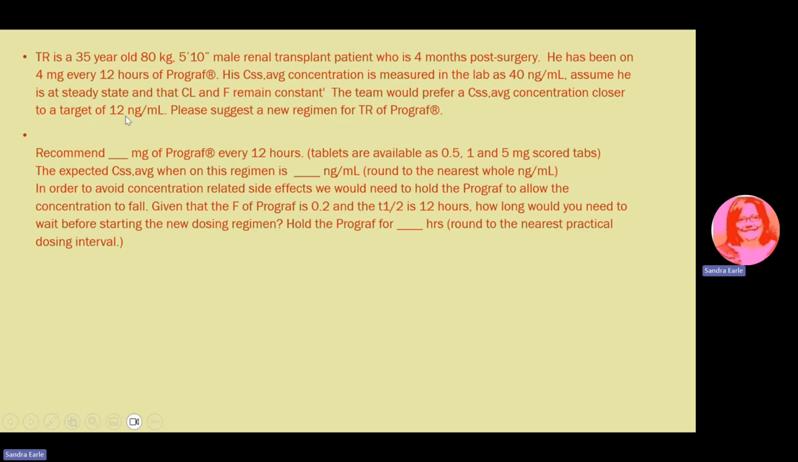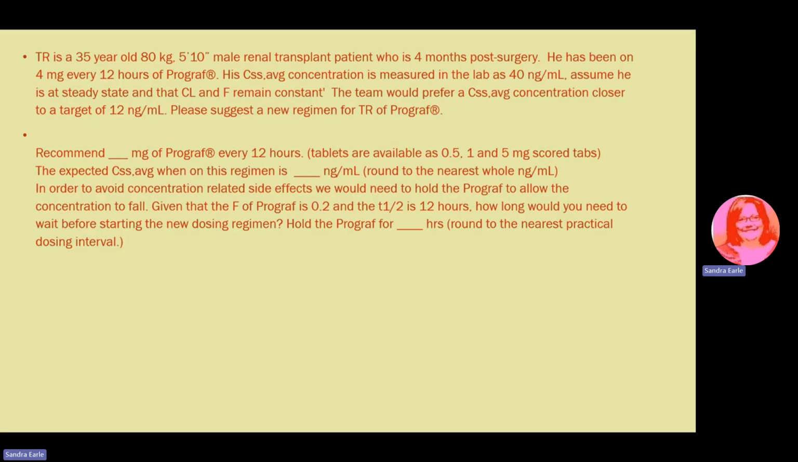These are nanograms per ml, which is the same thing as micrograms per liter, right? So he's overdosed. So we're concerned about toxicity, aren't we? So we need to recommend a new dosing regimen, giving so many milligrams every 12 hours, available as half, 1, and 5 milligram scored tablets. The expected CSS average when on this regimen is how many nanograms per ml, round to the nearest whole nanogram per ml.